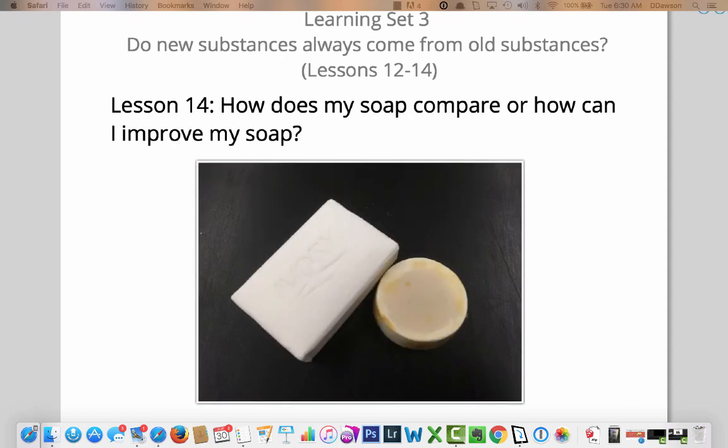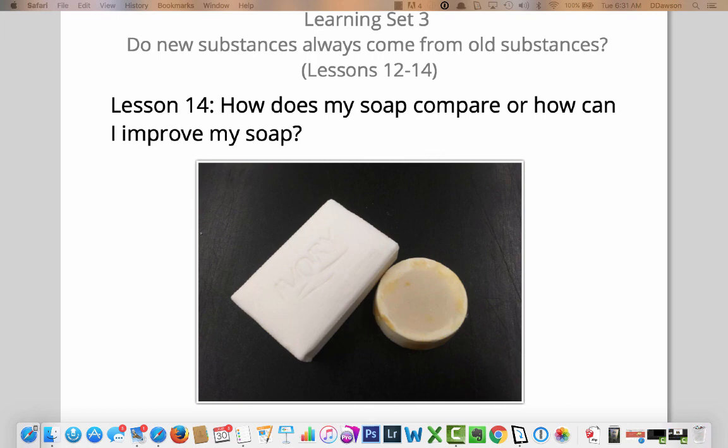And then 14 is, in my opinion, kind of an engineering add-on lesson where you can compare your soap to store-bought soap and then ask, well, what can you do to improve your soap? For example, Ivory smells a lot better than the soap we make because there's scent in it. They add a scent, which is a mixture, and you can talk about that. You can add color to it so it looks better. There's all kinds of things you can do, but it's just a way for students to be brainstorming some ideas of how they could make the soap better, again thinking about it in terms of an engineering design.